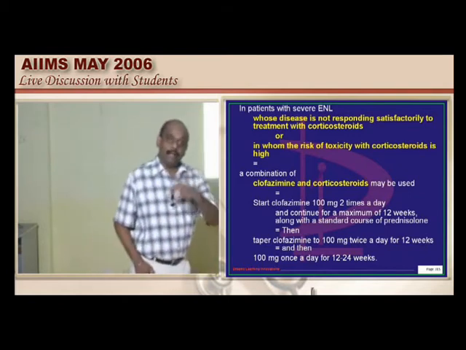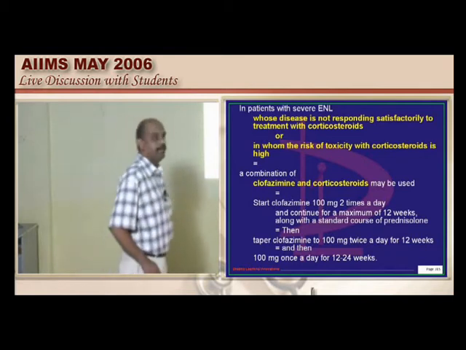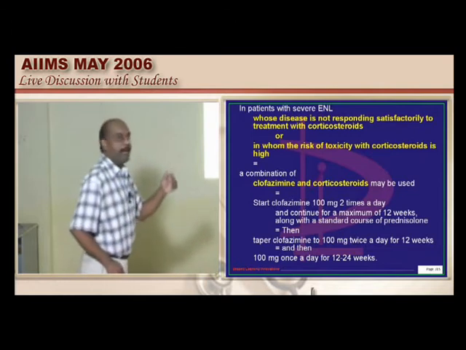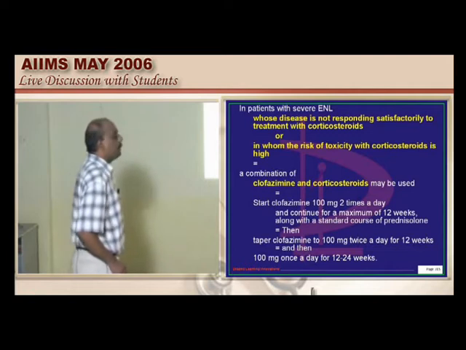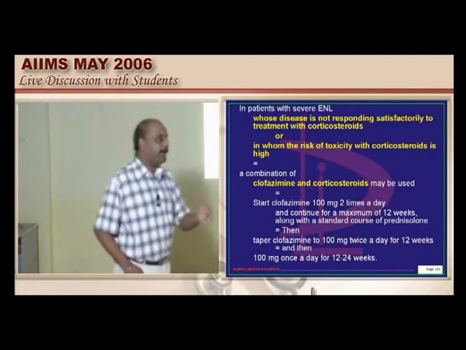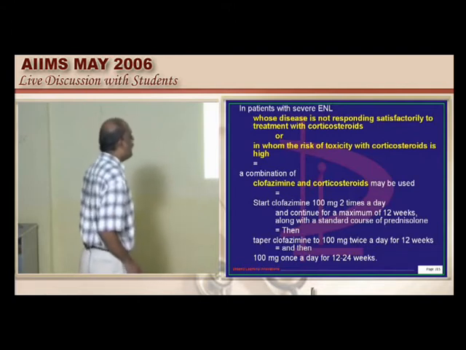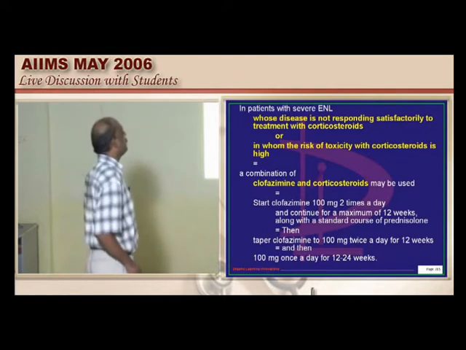Clofazimine and a little lower dose of the corticosteroids is considered to be a very good combination. Clofazimine 100 milligrams twice daily for a maximum of about 12 weeks along with the prednisolone is considered to be the treatment of choice, and slowly taper down the clofazimine dose from 100 milligrams twice a day to 100 milligrams once a day between 12 to 24 weeks. That is considered to be an essential part of the management.